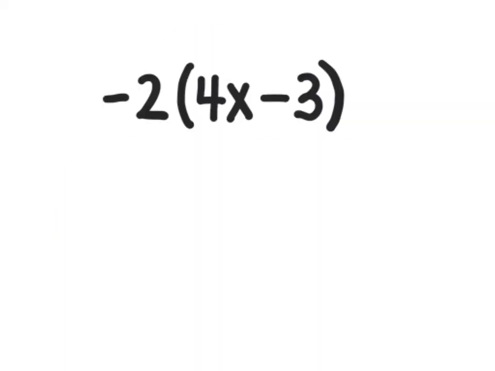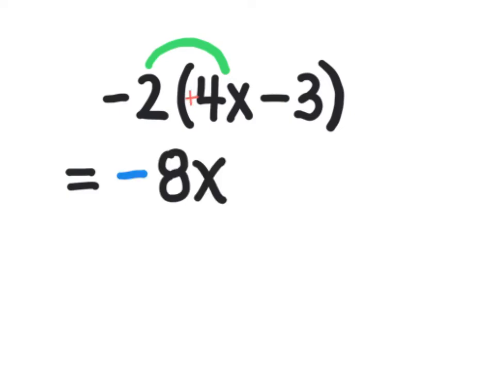When you do the distributive property, you'll have to pay attention to the negative and positive signs. When you multiply negative 2 by 4x, a negative times a positive is going to give you a negative 8x. When you multiply the negative 2 by the negative 3 inside the brackets, the negative times the negative is going to give you a positive 6.